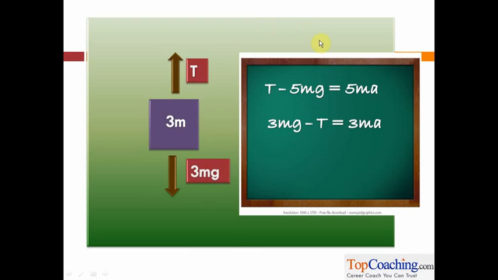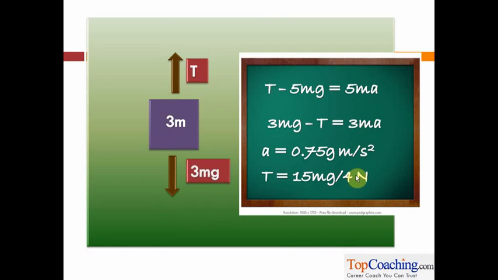Understood? In this case, you cannot write T minus 3mg equal to 3m into a, because we have assumed that one of the blocks is going downwards and the other block is going upwards. Had we written T minus 3mg equal to 3m into a, we would have had to write 5mg minus T equal to 5m into a, because in that case we would have had to assume that the 5m block is going downwards.